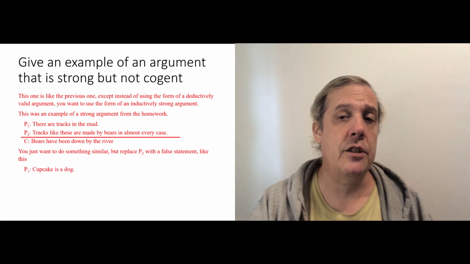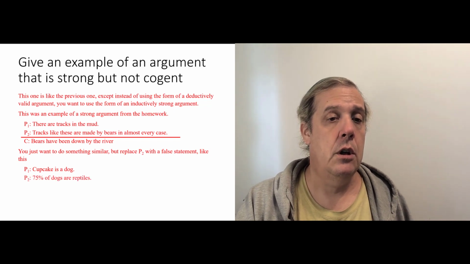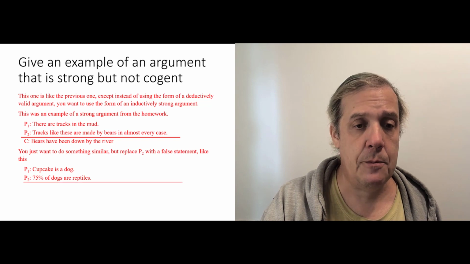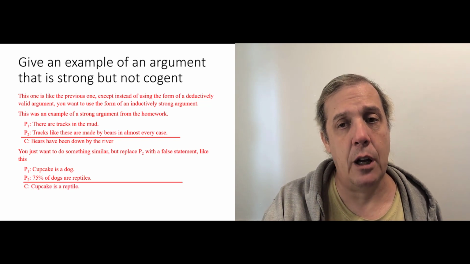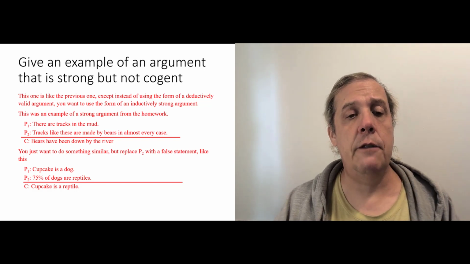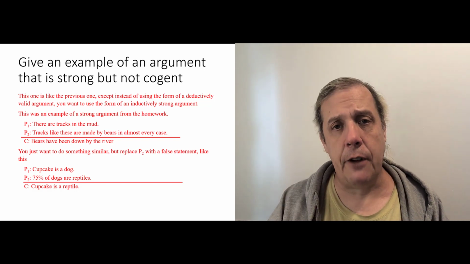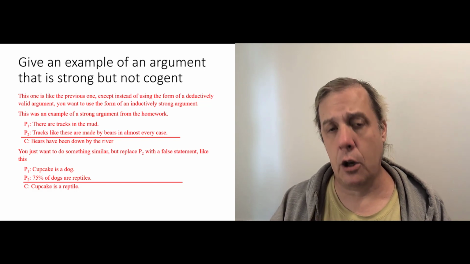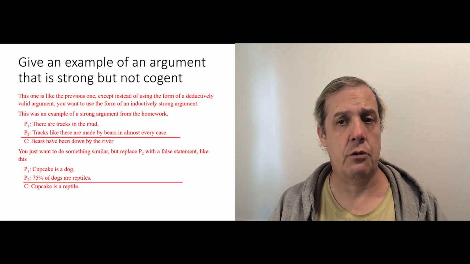So Cupcake is a dog, which is true. 75% of dogs are reptiles, false. Cupcake is a reptile, false. So that's an argument that's strong. If the premises were true, you could be 75% confident in the conclusion, but it's not cogent because the premises aren't true.